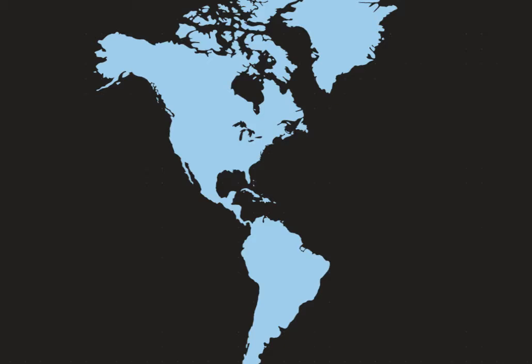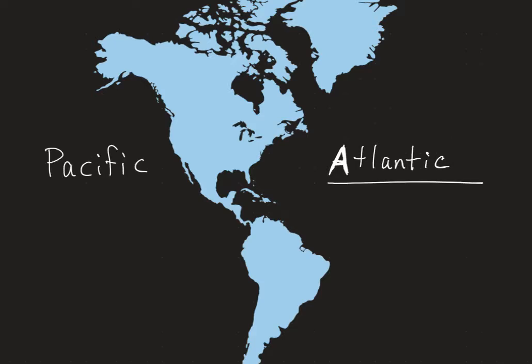Hopefully you recognize these land masses. We have North and South America there. And what ocean would you say is over here? That would be the Atlantic Ocean, correct? The Atlantic Ocean. And over here on the left would be the Pacific Ocean with a P for Pacific.